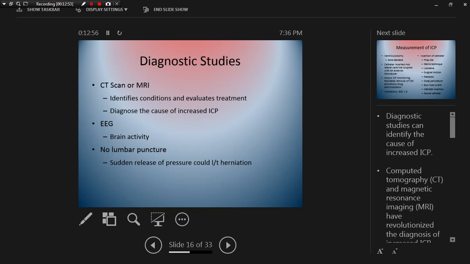Now, we know with lumbar punctures, if patients need one with a possible stroke, it can show us RBCs in patients who have subarachnoid hemorrhages, but we do not want to be doing a lumbar puncture in patients who have rises in ICP. It could cause a sudden release of pressure and actually increase the risk of herniation.